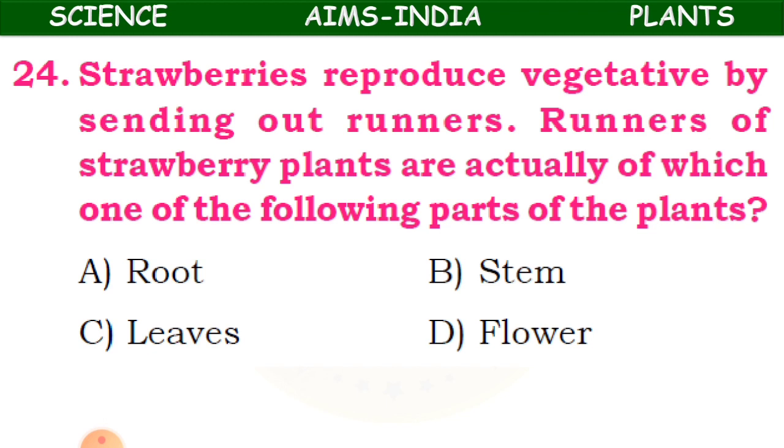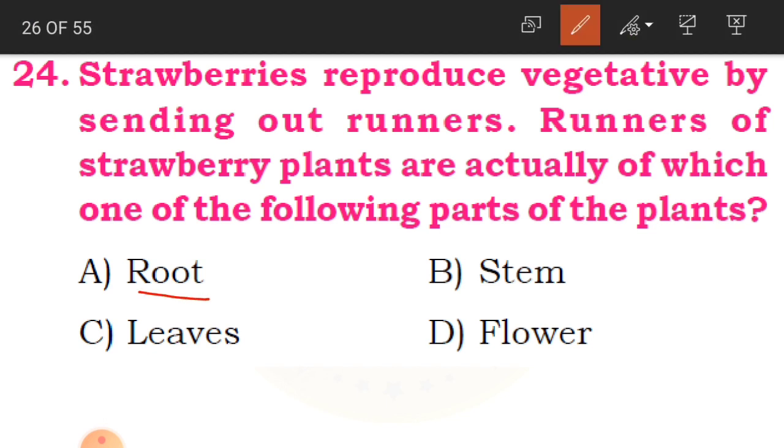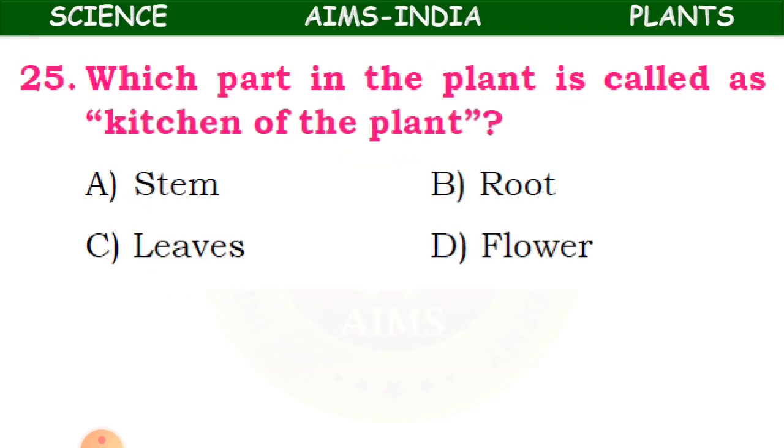Whether root, stem, leaves or flowers. Okay, children. So which one is this? The stem. Okay, this is called runners. Through the stem they are going to reproduce. Clear, children? Now the 25th question.